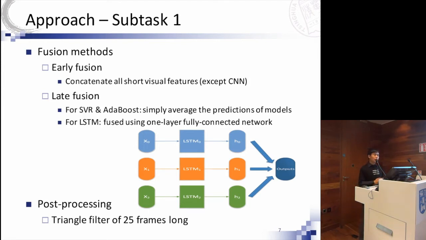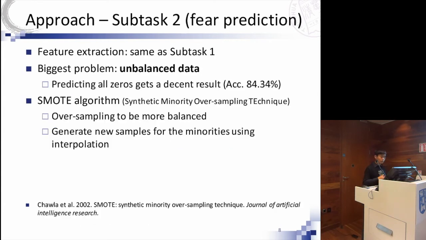Okay, so in our approach, we have post-processing. In this phase, we use a triangle filter to smooth the output.